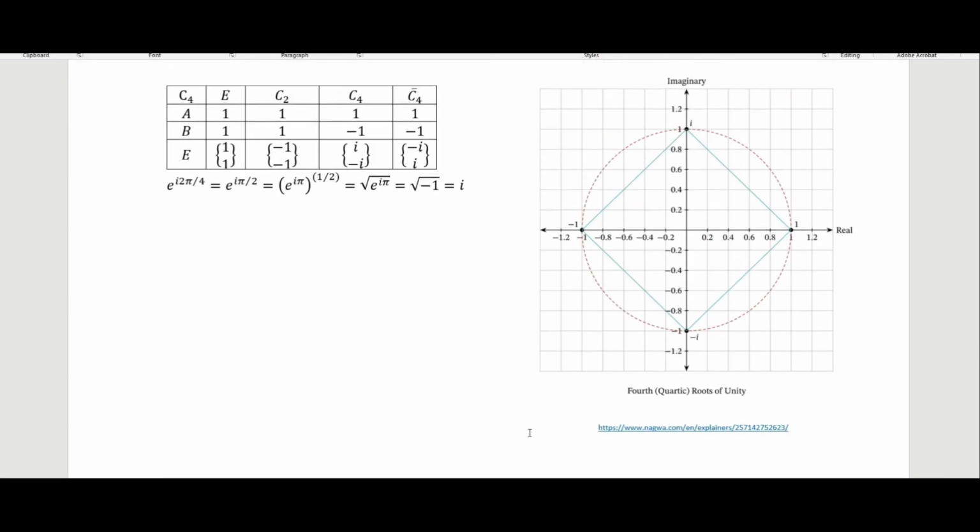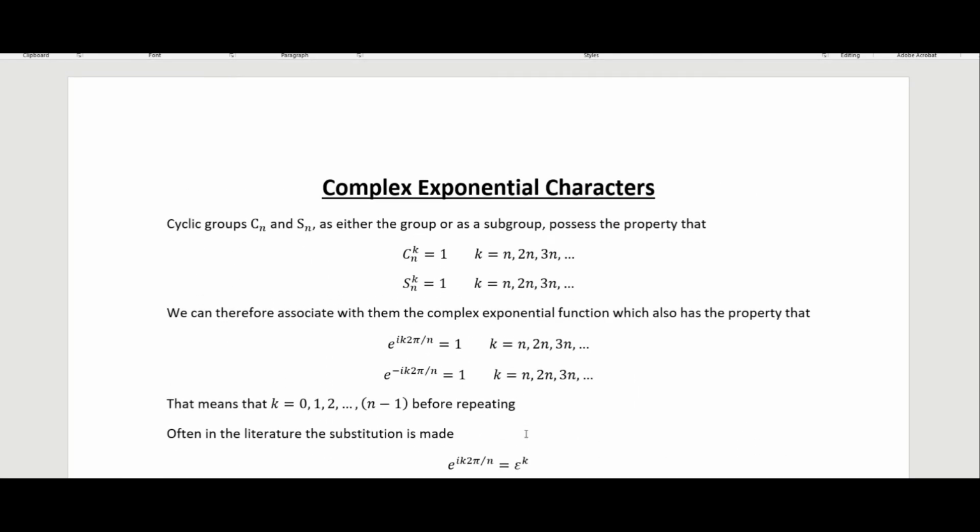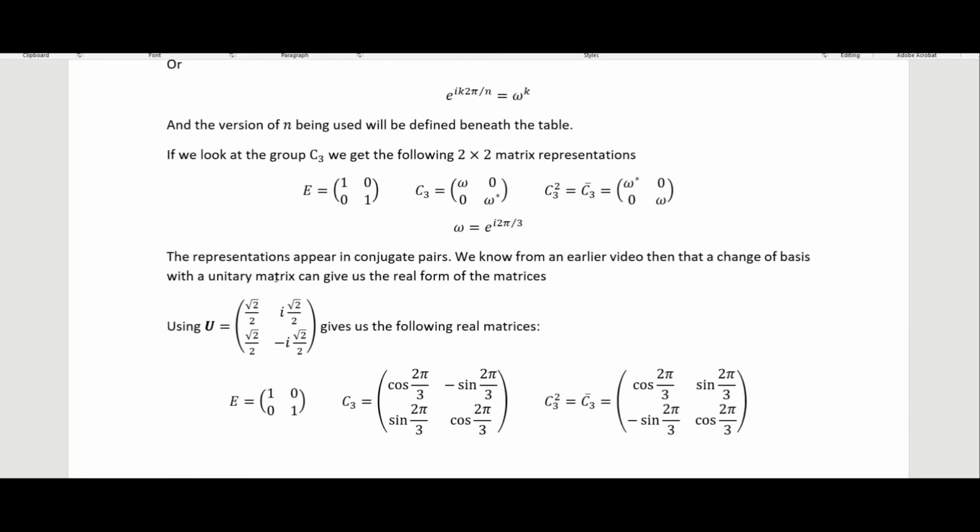But anyway, that is what I wanted to say. I hope maybe this helps give you an even better understanding of what these complex exponentials are doing in our character tables, and how you can actually relate these complex exponentials to our different cyclic subgroups. And so you will only see the complex exponentials in subgroups that have C or S.